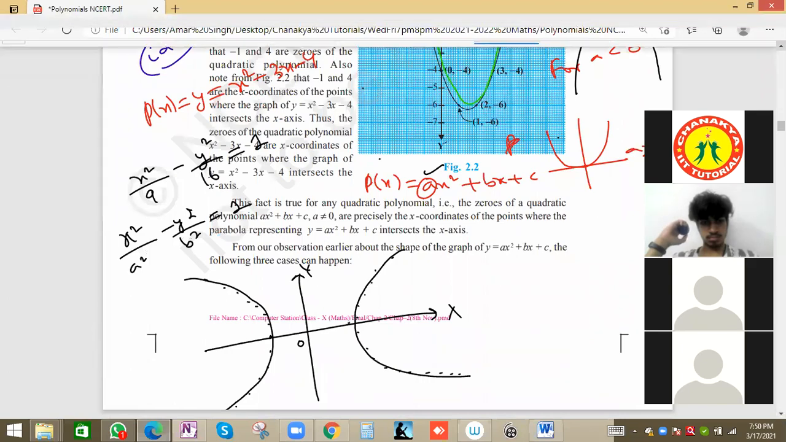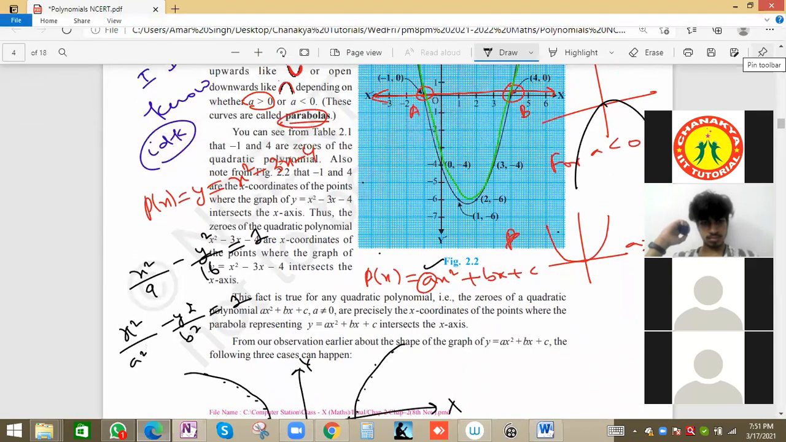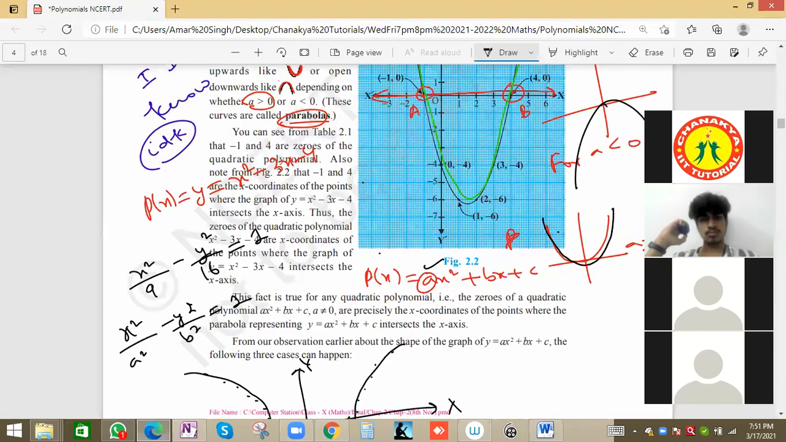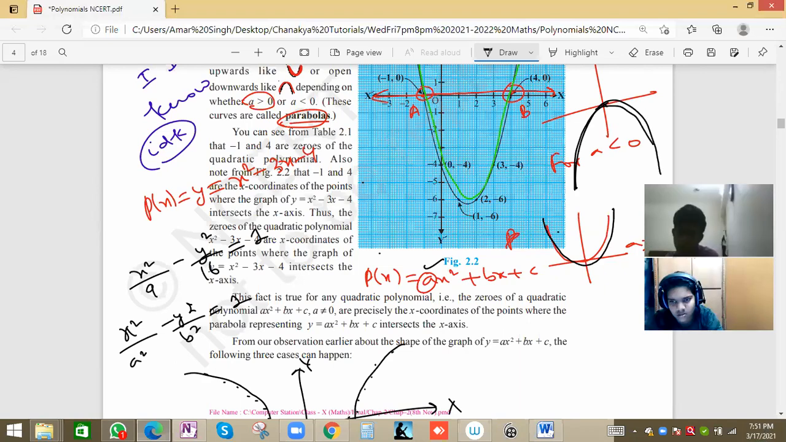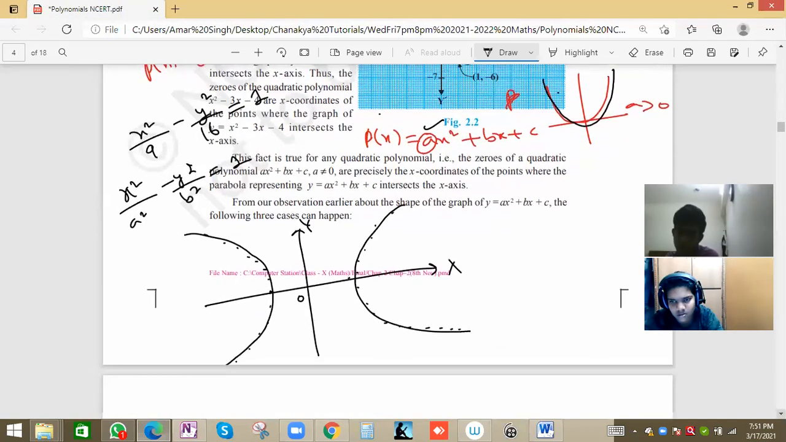So a positive, a negative, we know. A positive, then the graph will open in the upward direction. A is negative, the graph will open in the downward direction. For a negative, this is the nature. That's why they have used U and inverted U. Now let's see the next one.